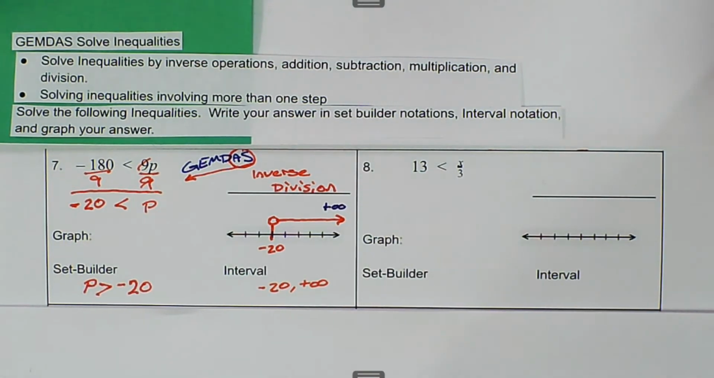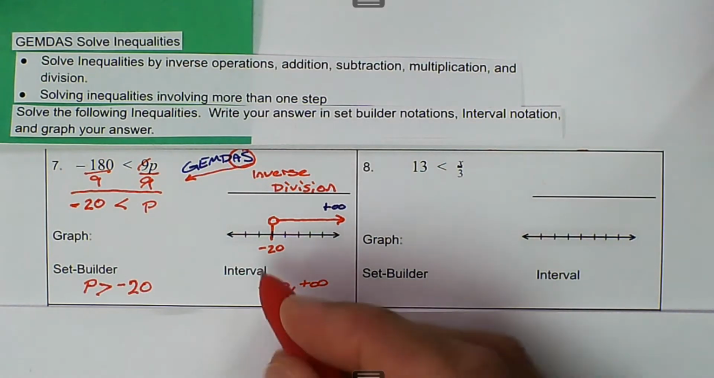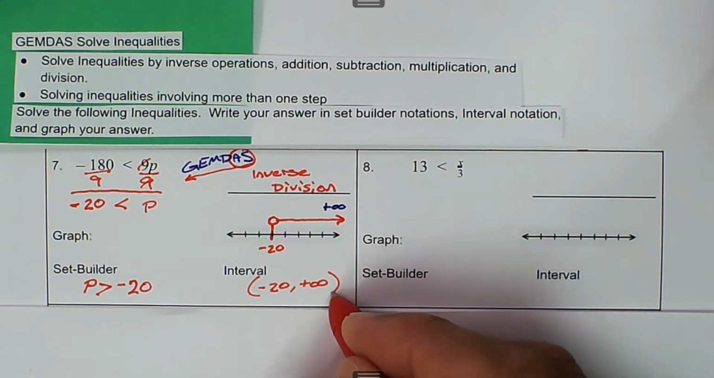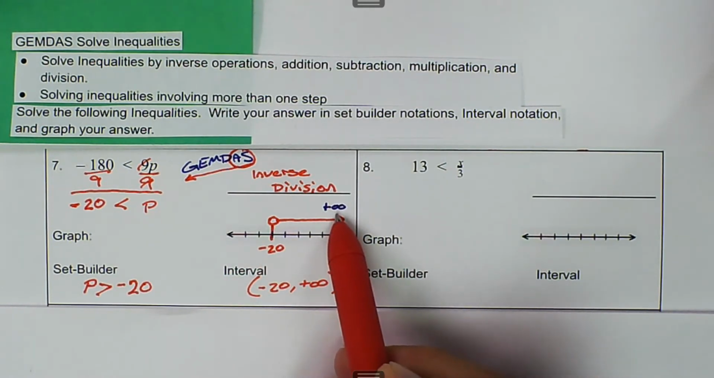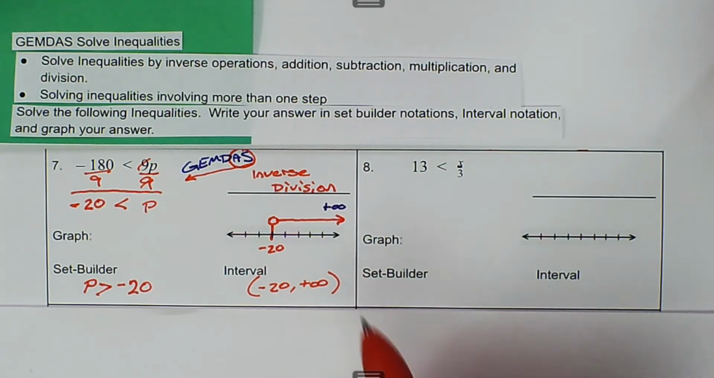And in that case, we got to use parentheses for both of them. This circle here means parentheses, so the negative 20 is not included. And we never use a bracket for infinity. We always use parentheses.